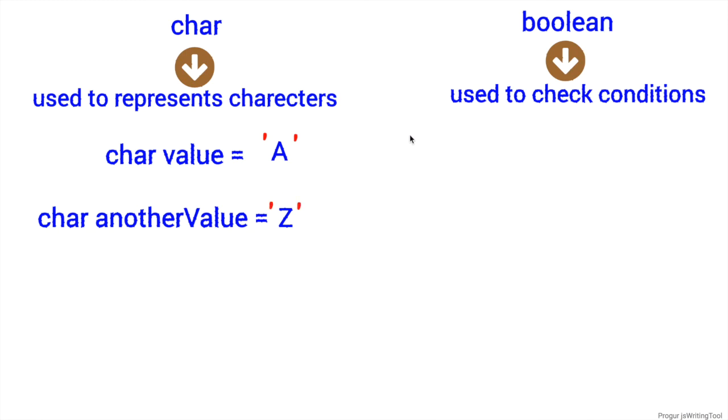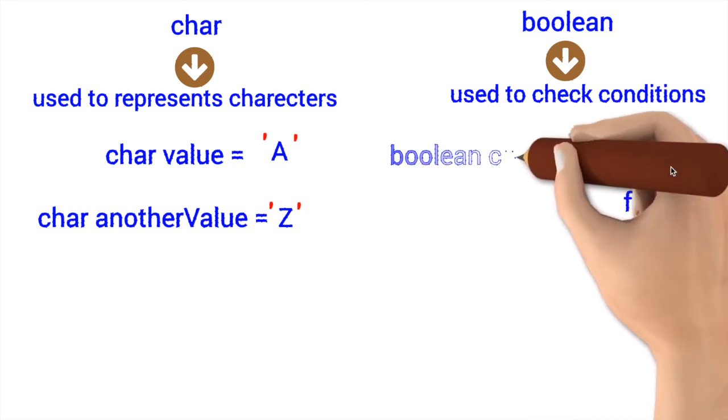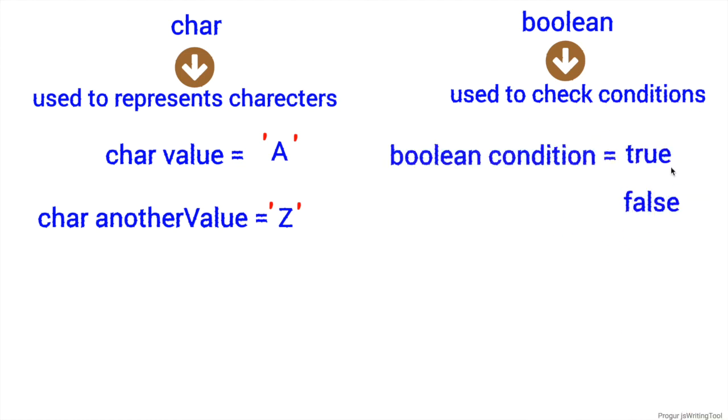Alright, so now let's talk a little bit about Boolean also, right? In Java, if you need to store some conditions like true or false, then you need to take help of Boolean, alright? So how can you store this value true in Java? You can write something like this: Boolean condition equal to true, or Boolean b equal to false, right? As simple as that, okay? So this is how we represent characters and Booleans in Java, alright?